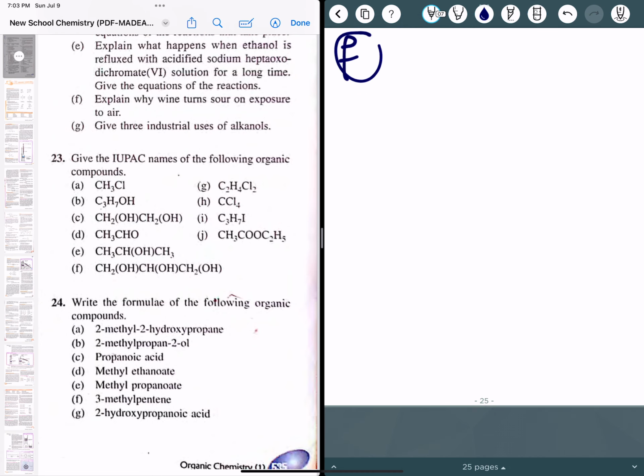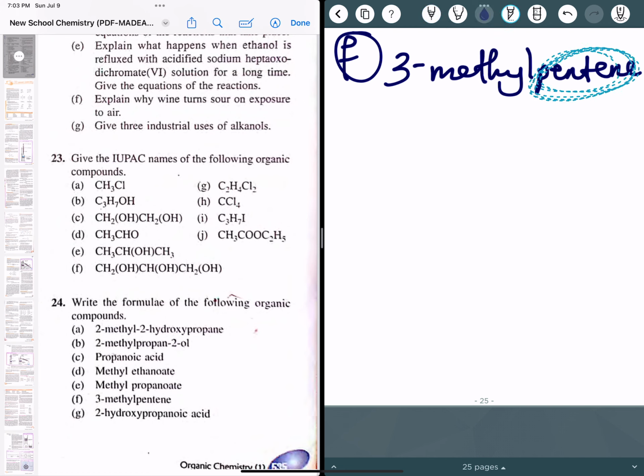Let's go to the next question. That's F, 3-methylpentene. First thing, let's identify the main backbone of the compound. The main backbone of the compound is pentene. You check this very well.